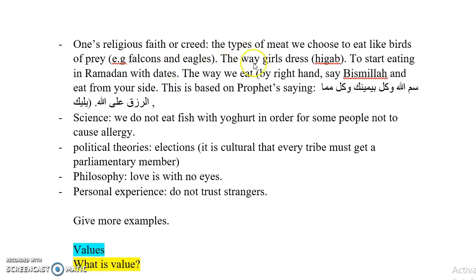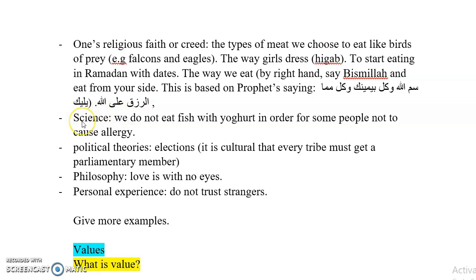The way we eat, so we have to say Bismillah, then use the right hand and eat from our side. This is actually mentioned by Prophet Muhammad when he says, Ya ghulam samillah wa kul biyaminik wa kul mimma yalik. Another belief that we have is rizq ala Allah. So we don't care if I have a job or don't have a job, because rizq ala Allah.